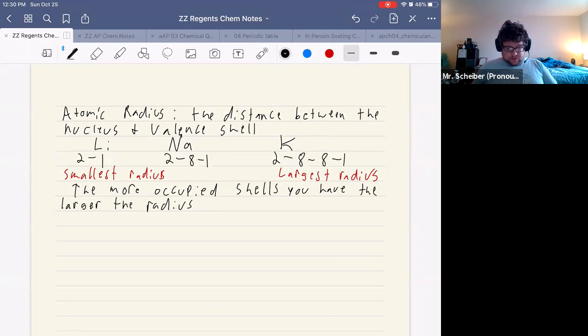Right, and so we can see that potassium has 4 occupied shells: 1, 2, 3, 4, whereas lithium only has 2. And obviously sodium is going to be right in the middle.